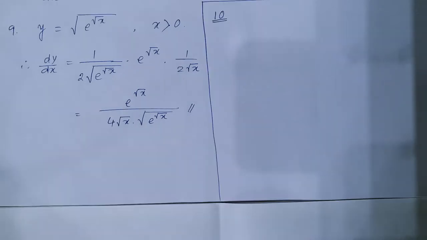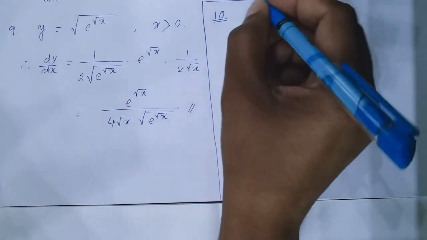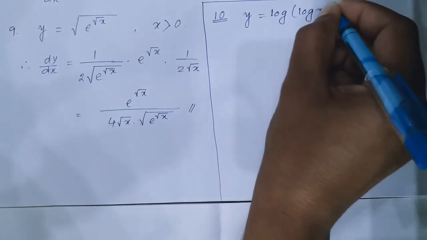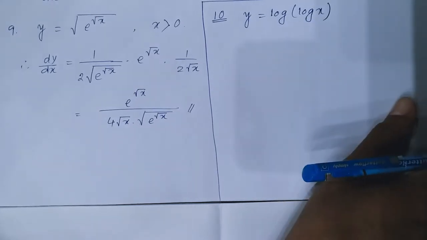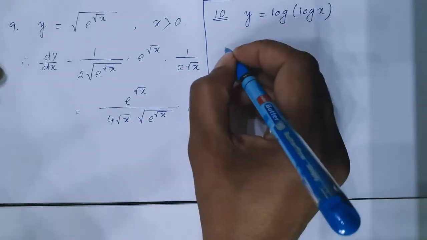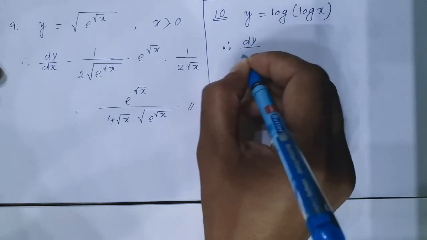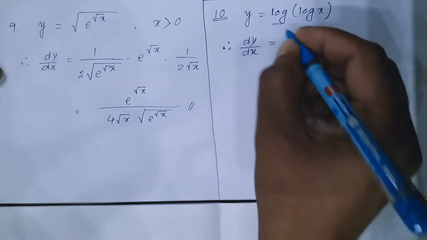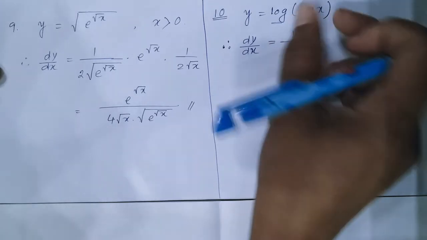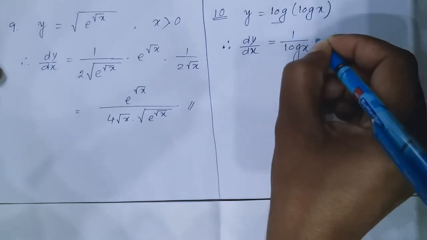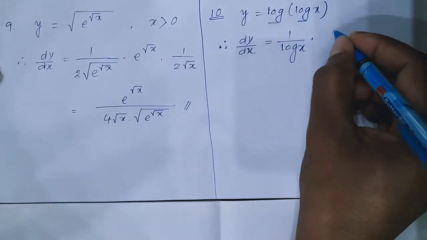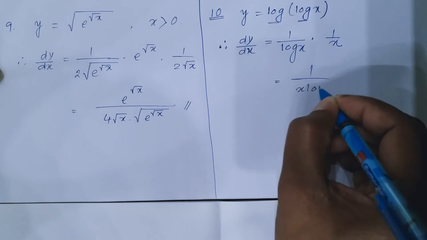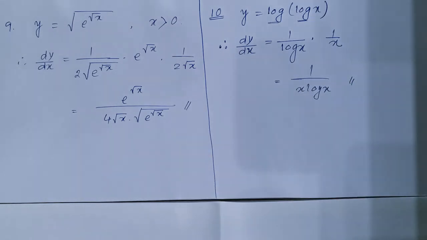Another question you take. So question number 10, it is y is equal to log of log x. Since the base is not written here, you have to consider the base as e, the exponential function. So therefore dy/dx is equal to first the derivative of this logarithm, which is 1 by the inner function log x, so 1 by log x, into then the derivative of this log, it is 1 by x alone, no more terms, so it is simply 1 by x log x. So you may leave the answer here.